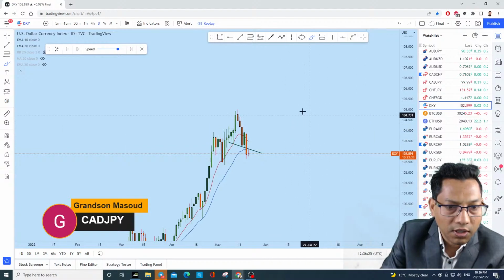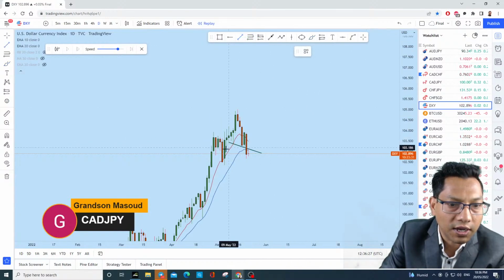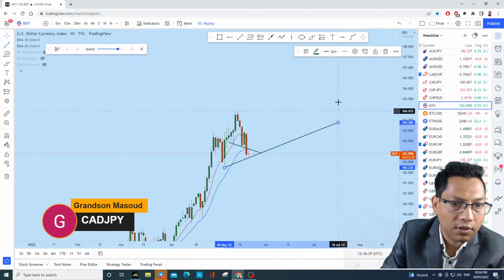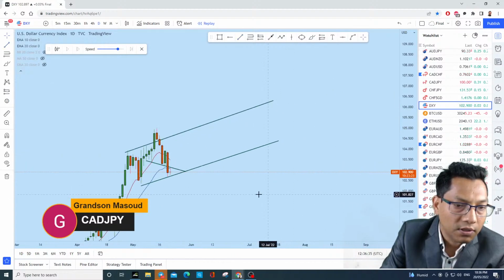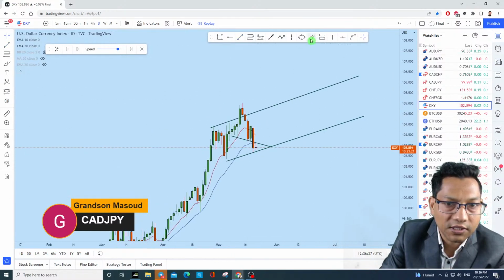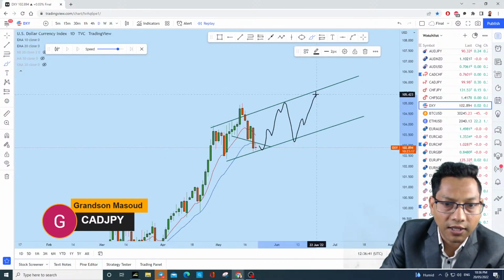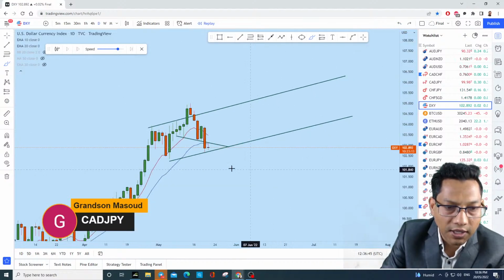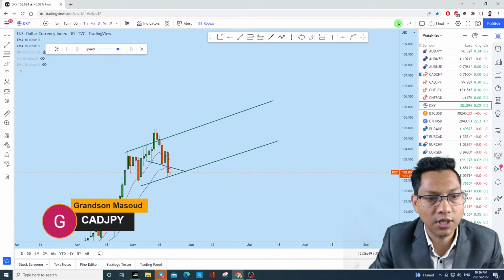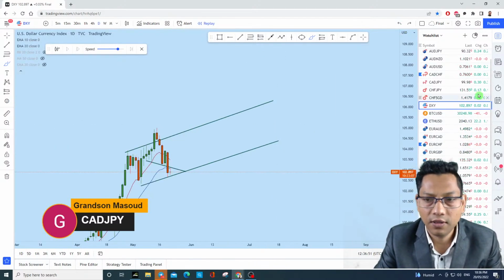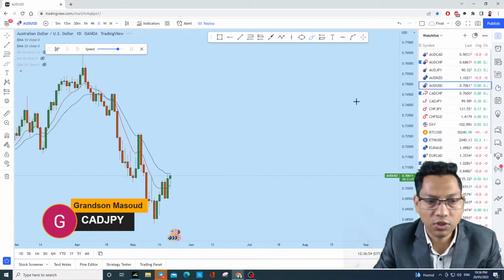But at any point, DXY could create this channel. If DXY creates this channel, then other pairs will drop. Either it will drop or it will create a channel to the upside. So that's why we need to see what's happening.